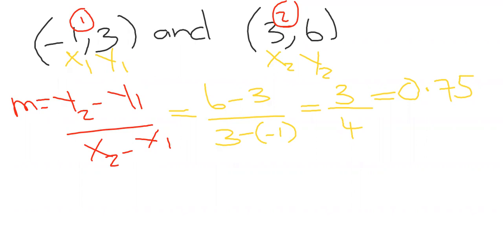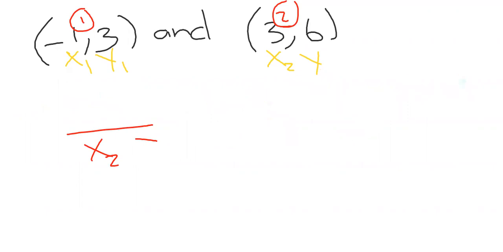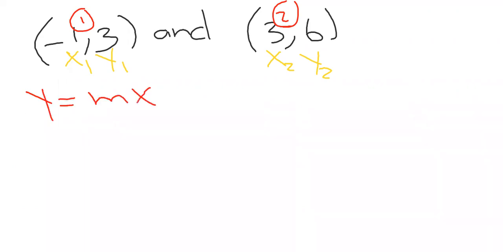Now you want to find the equation of your line. Then the next thing that follows is we go back to that formula that we said we are using if we are finding the equation of a line. We said we use y equals mx plus c. So you now have the value of m. It's 0.75. So now you have to look for the value of c.